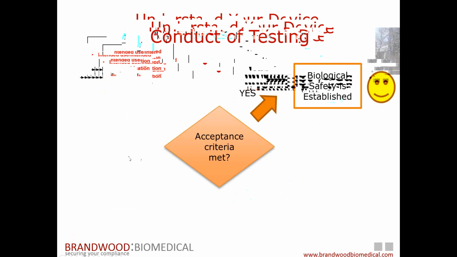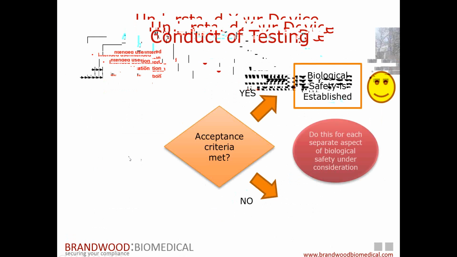So how do we do that? Have we, for each of the endpoints we're thinking about, met our acceptance criteria? In which case, yes, we've established biological safety. If not, then we might need to consider risk control. So if we are getting some adverse results from our testing, or if we've got data that suggest particular components are not safe, then we need to think about risk controls. And we do this for each separate aspect of biological safety under consideration. If the table A1 suggested 3 or 4 different things we need to think about, then we need to ask this question for each of those separate aspects of biological safety.